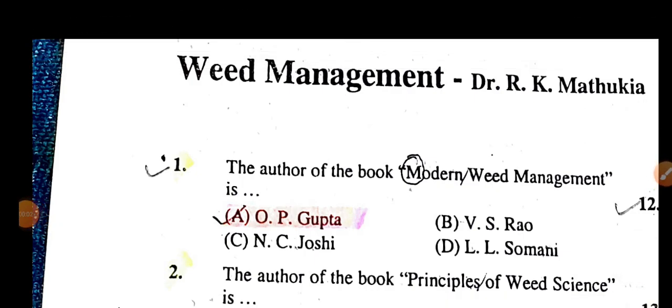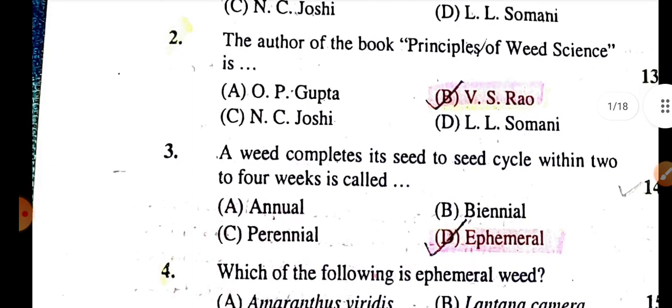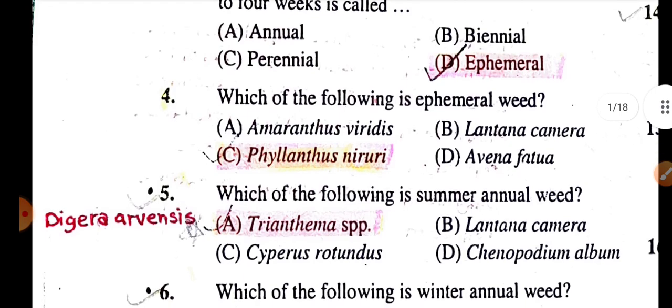Hi, this is the fourth part of the agriculture MCQ series, weed management. The author of the book Modern Weed Management is O.P. Gupta. The author of the book Principles of Weed Science is V.S. Rao. A weed that completes its seed to seed cycle within 2 to 4 weeks is an ephemeral weed.